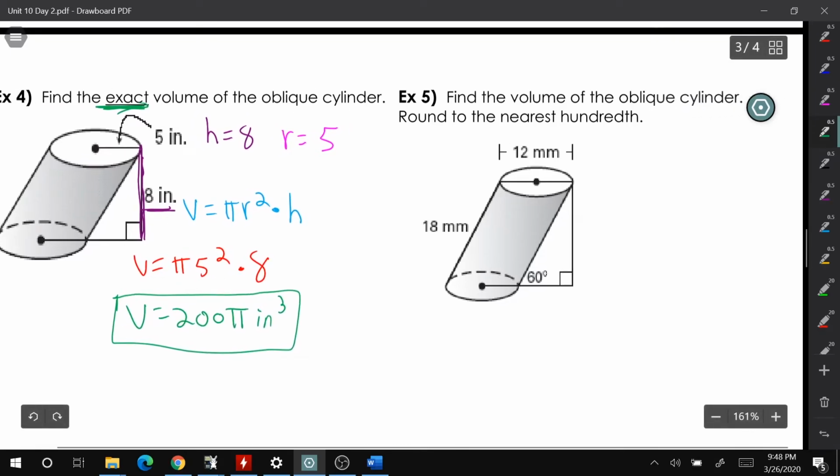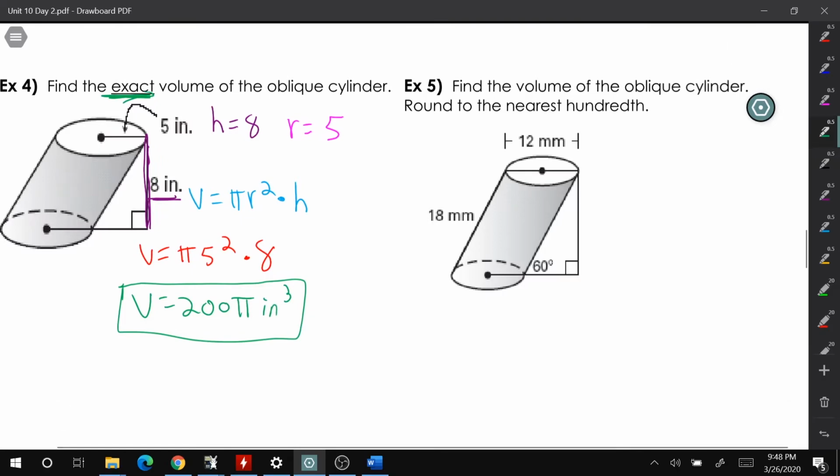Alright, example number 5 is where things get a bit complicated. First, we are given the diameter, not the radius. So the radius is half the diameter, or 6. Now the height, we don't have the height. We have this slant length here. We have this as 18.